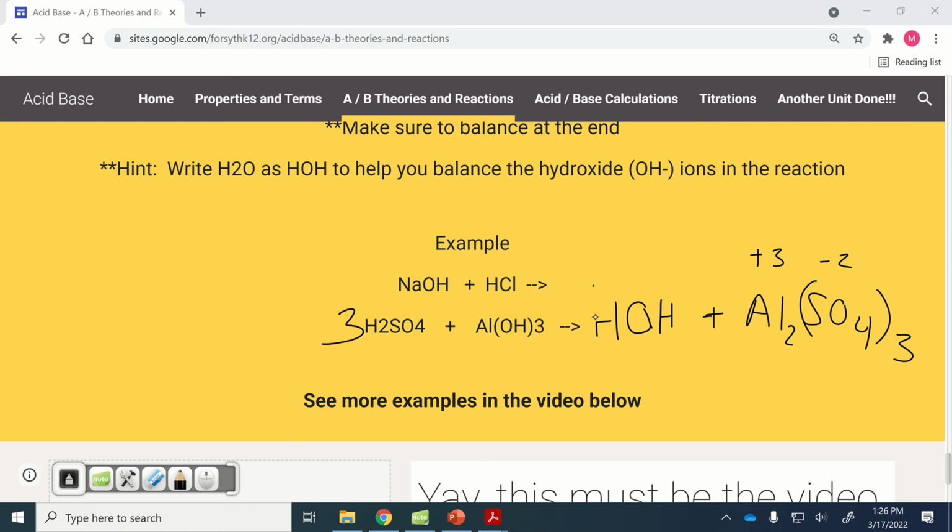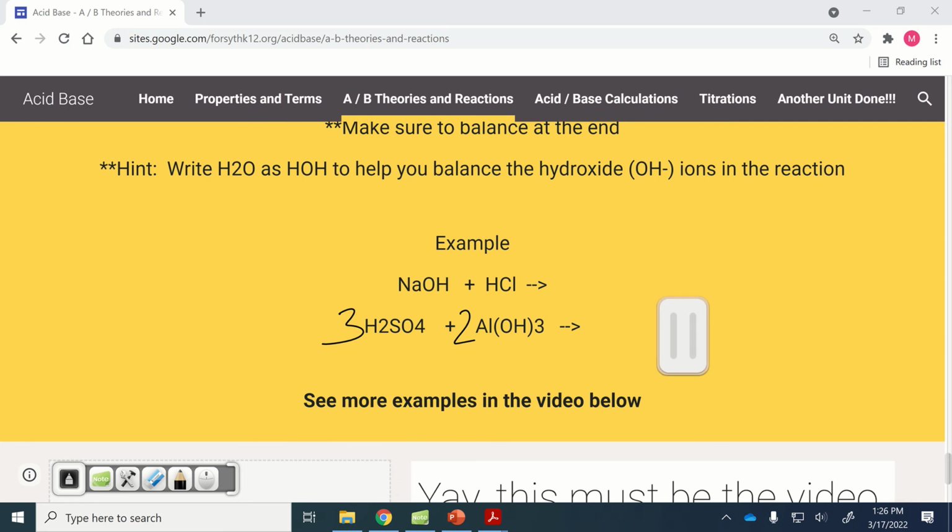That changes my hydrogens already to, and again only looking at this first hydrogen, 6, so I need to put 6 right there. Well, now I have 1 Al, I have 2 Als. Put 2 right there, I have 6 hydroxides, I have 6 hydroxides. Okay? So again, I think it's easier, it's perfectly fine to write it as HOH.